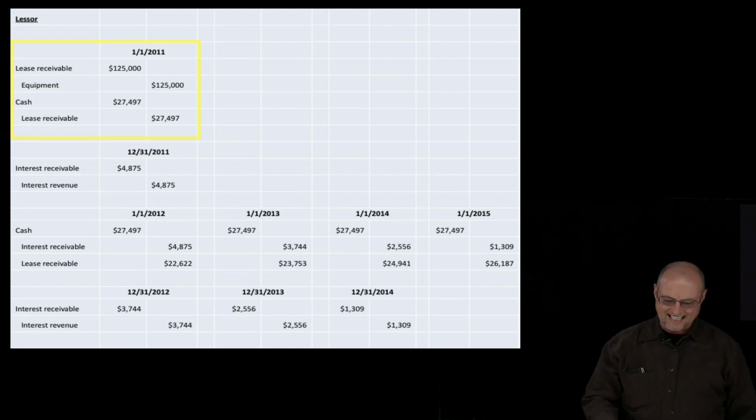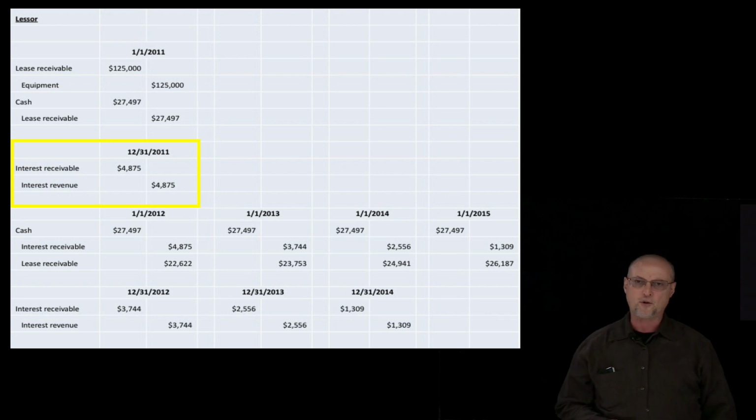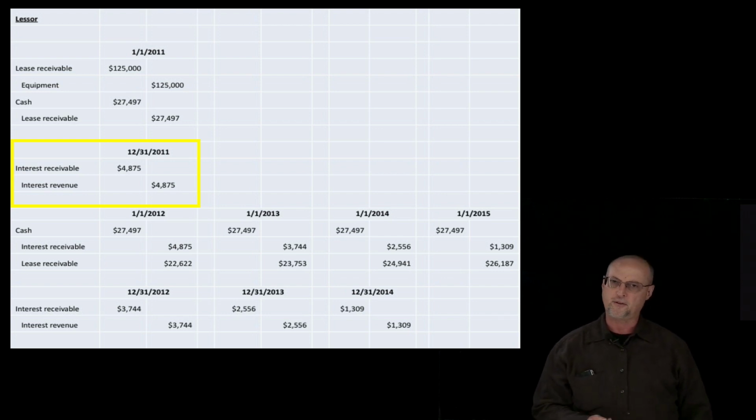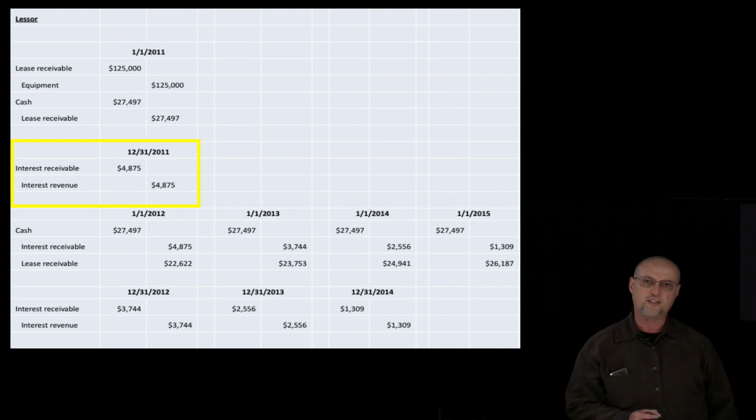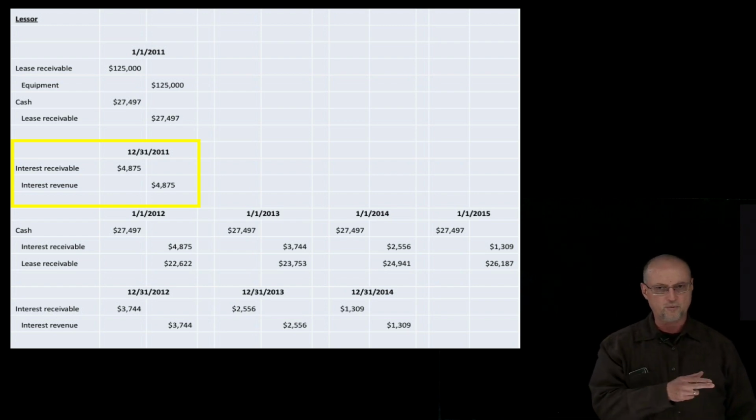Okay? At the end of year 1, they have to accrue interest revenue. So they're going to debit interest receivable, since again, they're not going to receive it till the following day, which is the new time period.